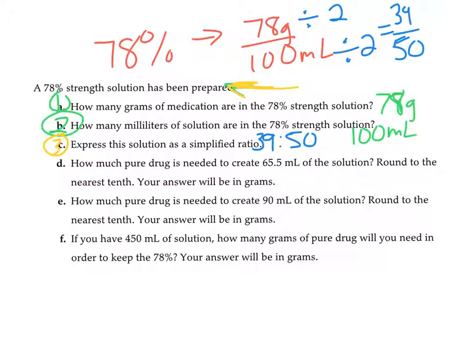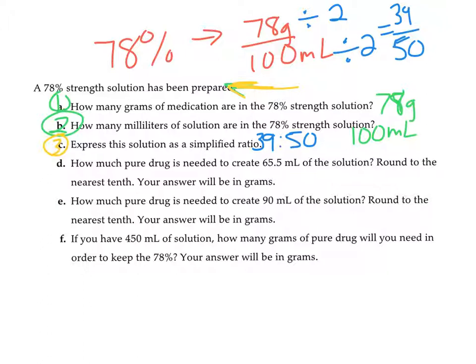Now, letters D, E, and F are based on exactly what we just talked about with those proportions. What's going to happen is all three of those, D, E, and F, or the next question on your quiz, would be based on the same percentage you're working with. So based on whatever percentage is given to you, I want to use that as my known. And then if I want to make a different amount of that solution, how many grams would I need?